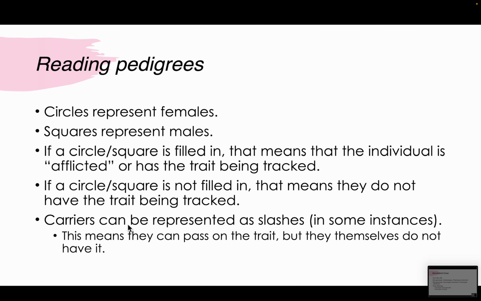Carriers can be represented with a slash, not through them, but through the middle, like half is colored in, half is not. Sometimes I've seen it where they don't color them in, and so you get to play a fun guessing game if they are affected or not. Sometimes I've seen them completely filled in. So it can get a bit wonky, but for the most part, if it's half colored in, half not, that means they're a carrier. They themselves do not have the trait, but they can pass it on to the next generation, which is important in a little while.